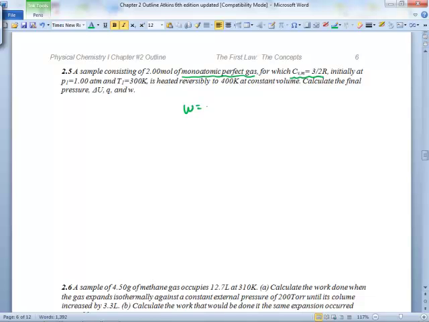W is negative nRT. Okay. So what did they say regarding the volumes? Volume's constant. Well, if volume's constant, what does that do to that equation?